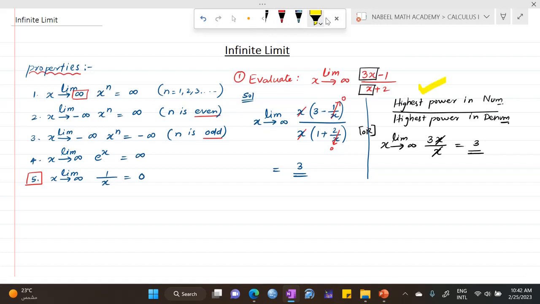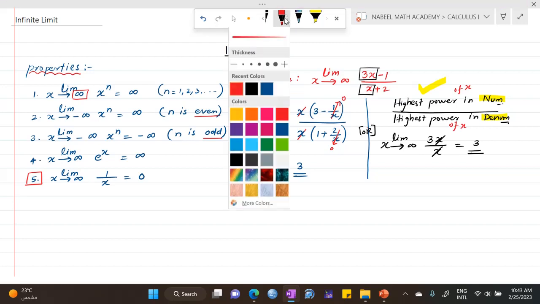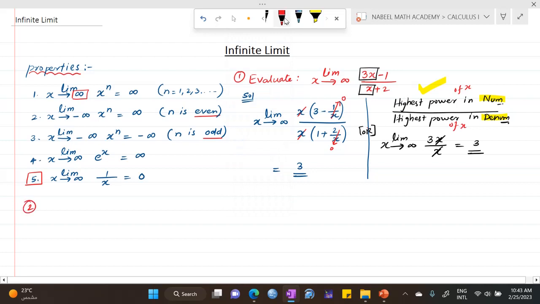We take the highest power of x in the numerator and the highest power of x in the denominator, and you just have to divide. Now let us go with the next one.